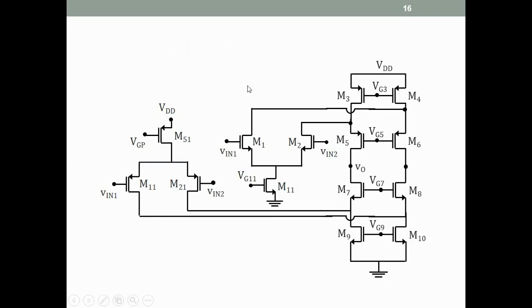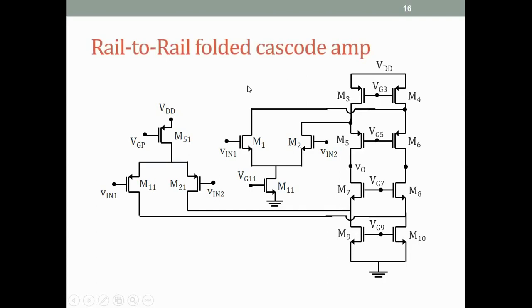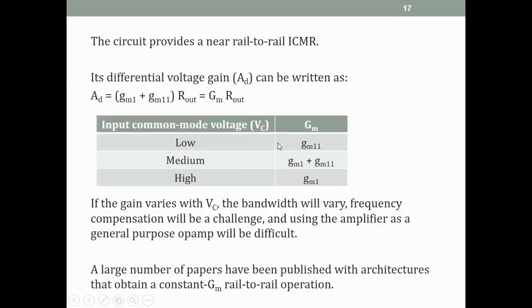So now this becomes a rail to rail input common mode range folded cascode amplifier. The output swing of a folded cascode is of course not rail to rail because it has two overdrives below and two overdrives above. But this is a very nice, simple, but very elegant rail to rail input common mode range amplifier. Let's talk just a little bit more about this.